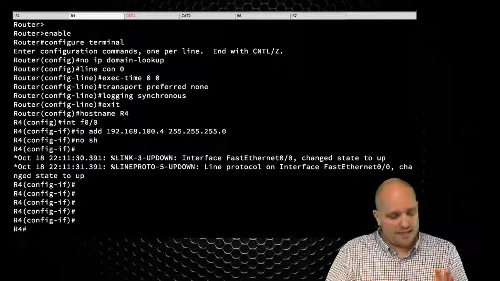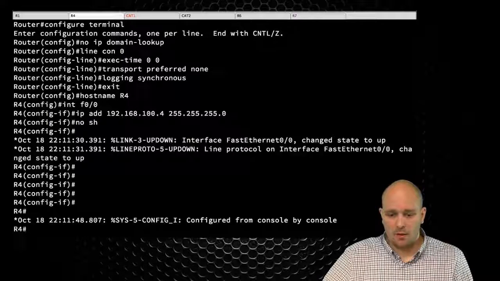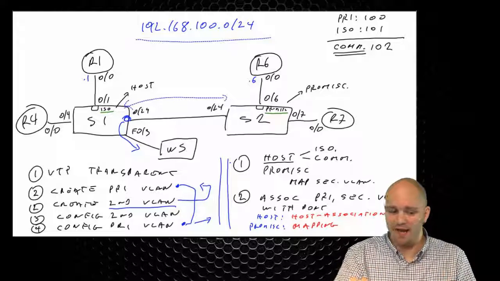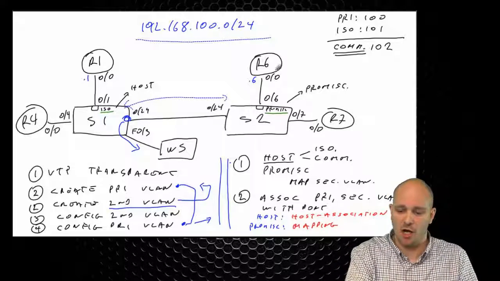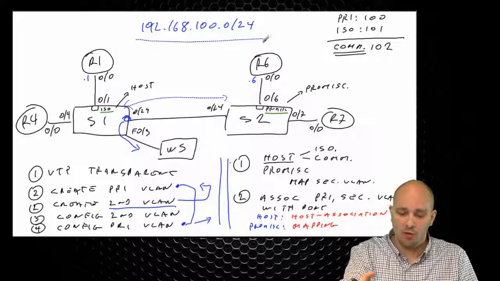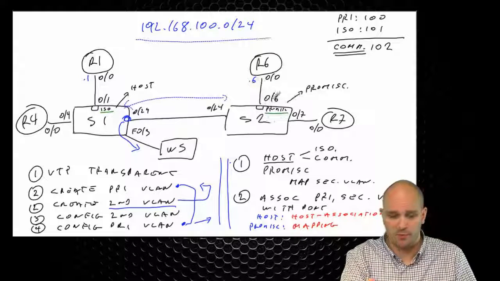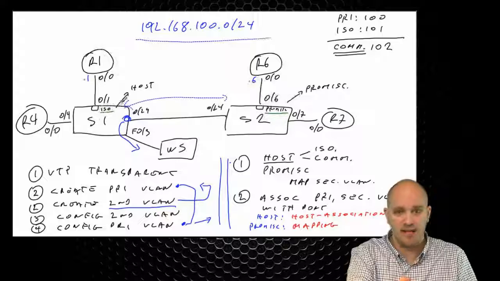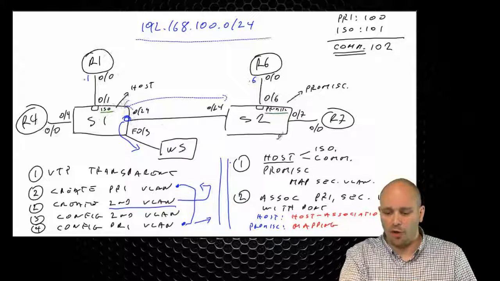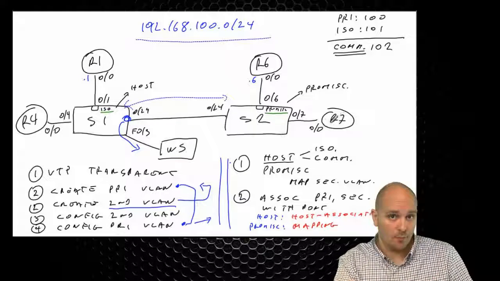So, at this moment, this is the setup we have. All these 4 routers are in the same subnet. We know that R6 is connected to the promiscuous port, and we know that R1 is isolated. R4 and R7 are in the same community.